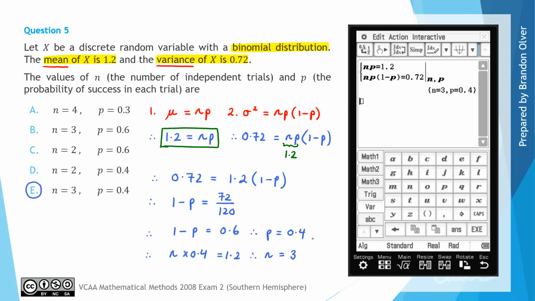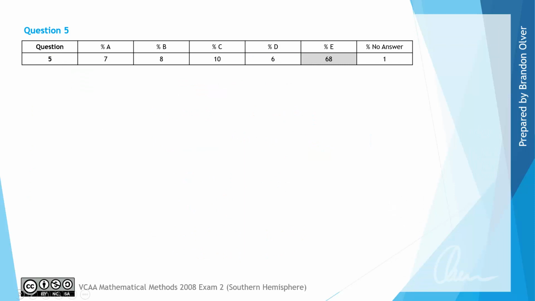And from the examiner's report, we can see that this was moderately well done on the exam, with almost 70% of students getting the correct answer for that question.